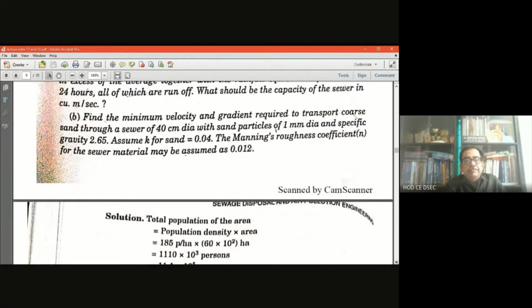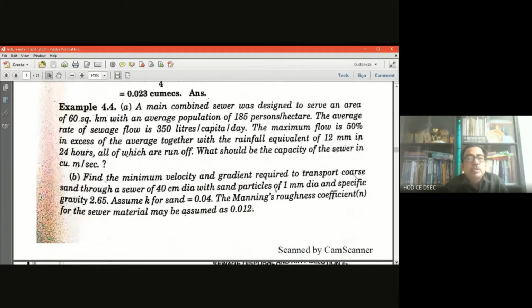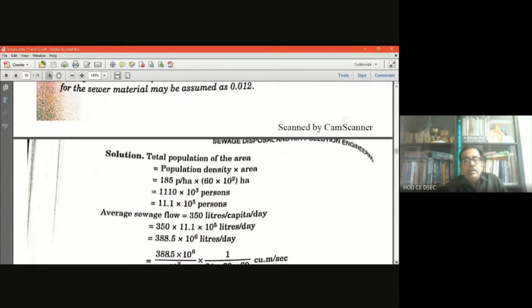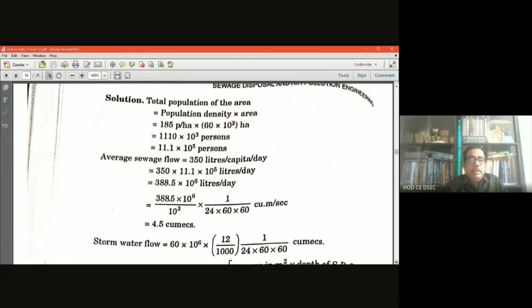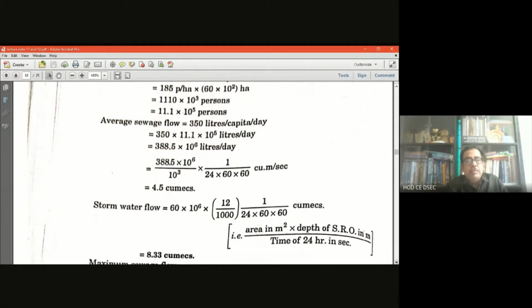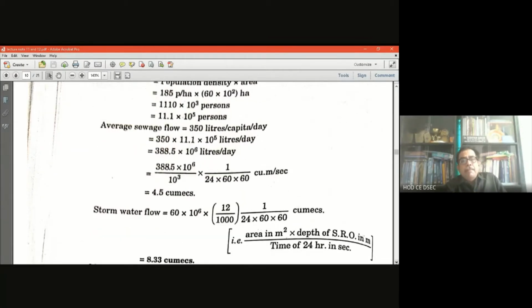How many hectares are given in this question? 60 square kilometers. So 60 square kilometers means 60 × 10⁴ hectares. This is the conversion of square kilometers into hectares. Then we multiply by capita per hectare, and we have found out the population of the area.